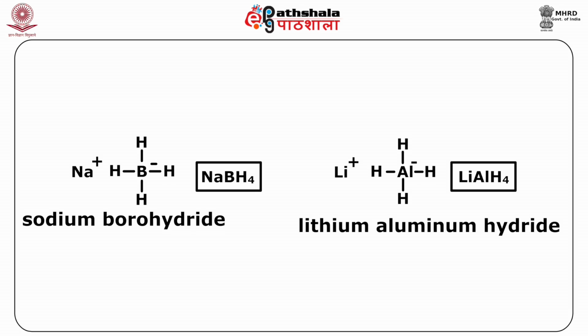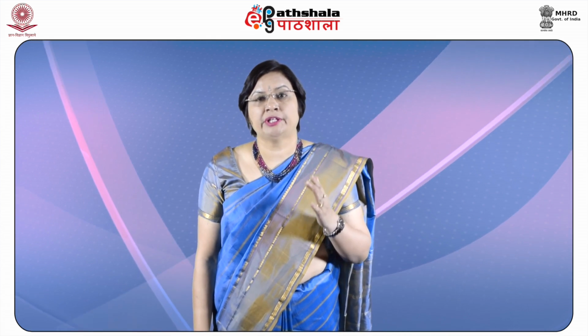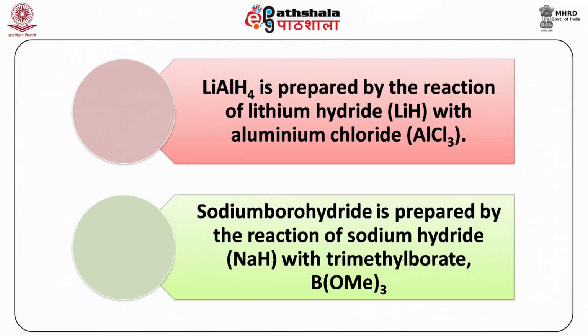If we talk about their preparation, Schlesinger and Brown and their co-workers described the synthesis and some applications of lithium aluminium hydride for the reduction of organic compounds way back in 1947. Lithium aluminium hydride is prepared by the reaction of lithium hydride with aluminium chloride, and sodium borohydride can be prepared by the reaction of sodium hydride with trimethyl borate, that is B(OMe)3.